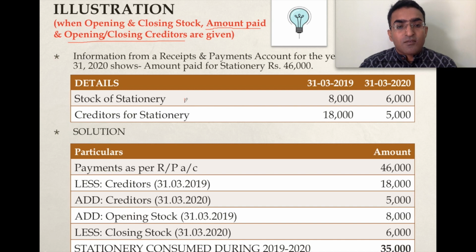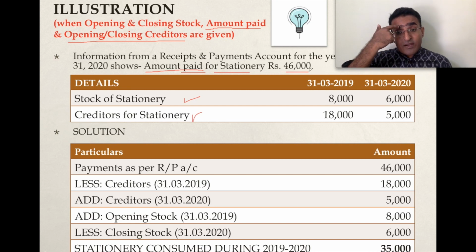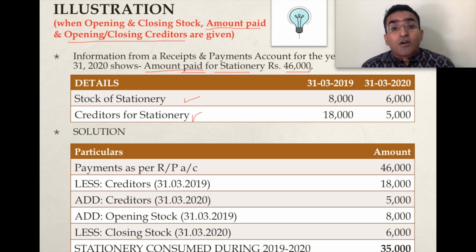So the first thing we are given is the opening stock and closing stock and the unpaid, that is the creditors amount. And then the initial thing that is given, amount paid. It is not the total purchase, it is the amount paid for stationery, that is 46,000. So whenever this kind of thing is given, please remember that it is not the total purchases. For that they are giving you the creditors, that is the unpaid or the outstanding amount. Okay, so how will we deal with that?